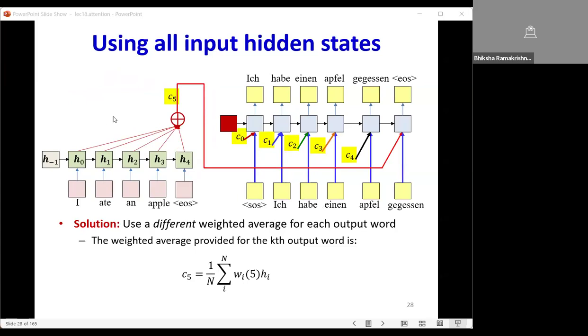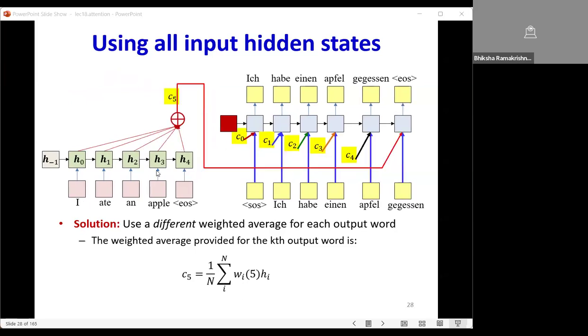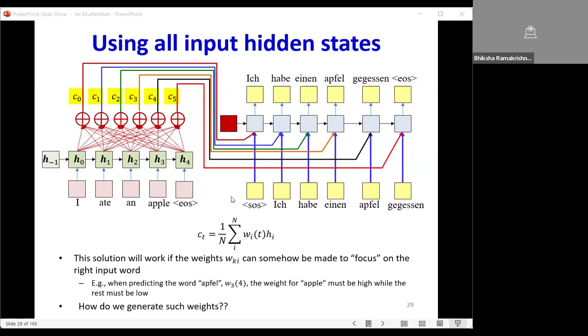At each time, how did this arrow get lost? Okay. At each time, we look at a different weighted sum of these hidden state values, and that is the context we'd be feeding in along with the input. And this would work if these weights could magically somehow be made to focus on the appropriate input word. For example, when you're generating "upfill", somehow the weights must figure out that you must give maximum importance to H3 when you're computing the context vector. And that is the context vector that goes in when you're generating "upfill". If you can figure out how to do that, then this would work.